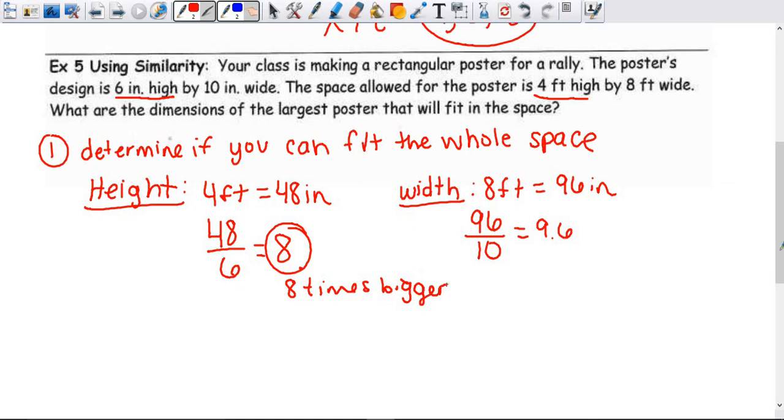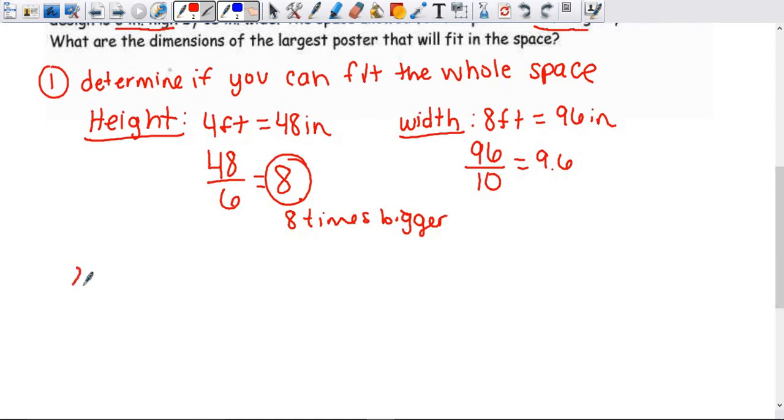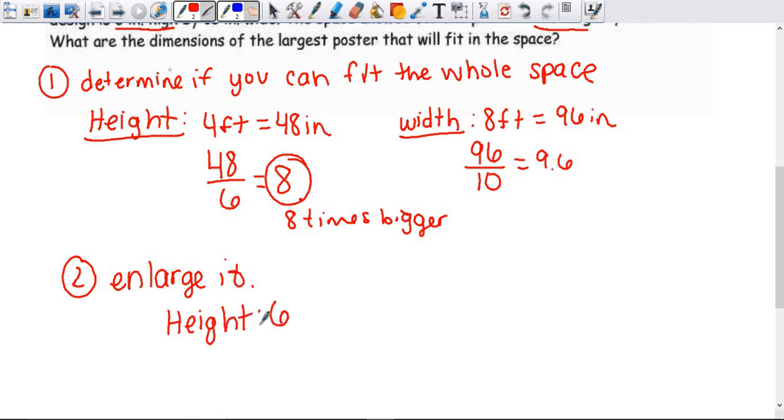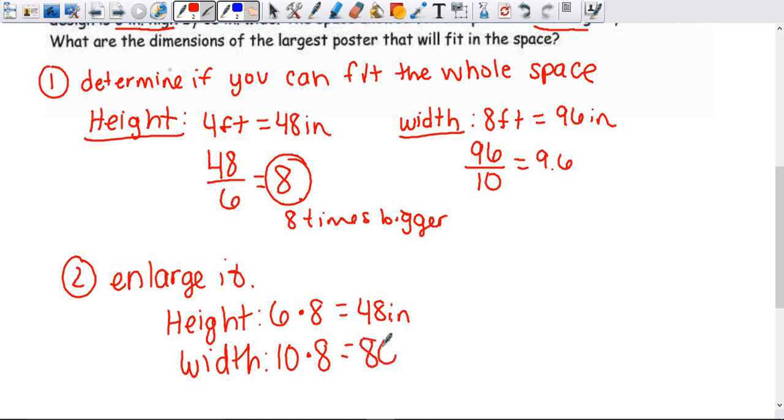Okay? So now that you know how much bigger you can go, step 2 would be to actually enlarge it. So now we're going to enlarge it. So we know that our height will go 6 times 8 being 48 inches. So I'm actually going to take up that whole space. But our width is 10 inches, and we can only multiply that by 8, even though I could go 9.6 to fill the whole space, but we got to keep it all the same size. All right, so that would go to 80 inches. So the largest we can make the poster is a 48-inch by 80-inch poster.